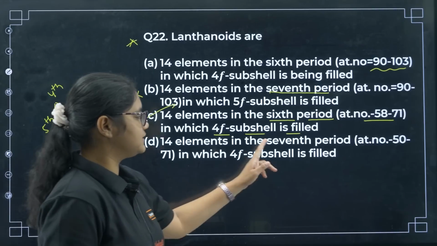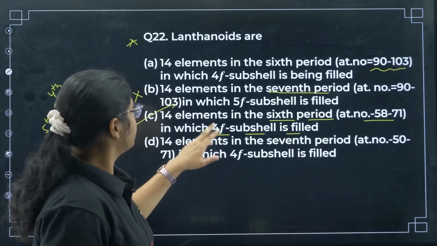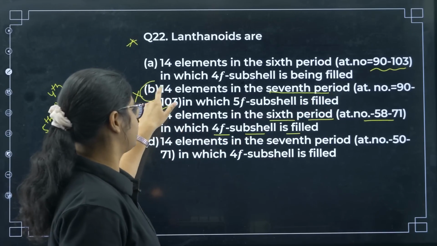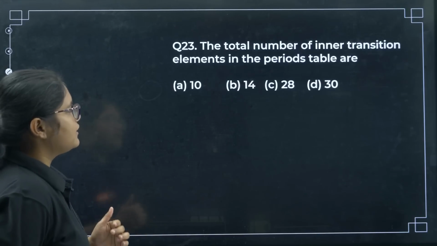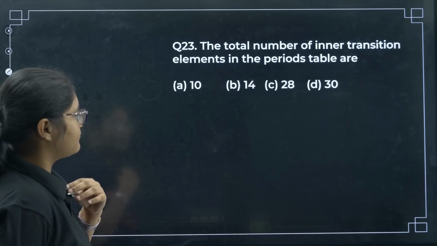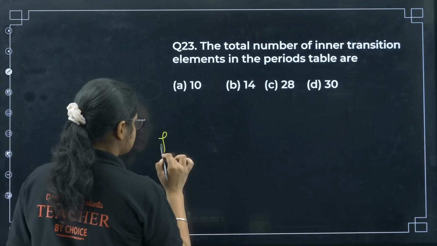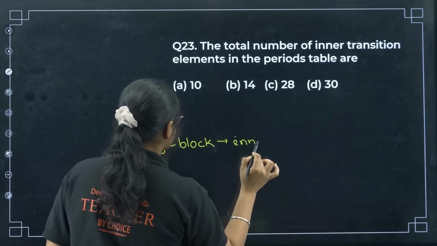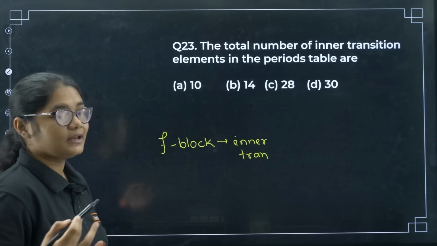And 14 elements in the 7th period, yes, atomic number 90 to 103, this is the definition of your actinoids. Okay. Next, the total number of inner transition elements in the periodic table are. So if you remember, the total number of inner transition elements, so f block elements, okay, f block elements are called inner transition elements. Okay, d block are transition and f block are inner transition.